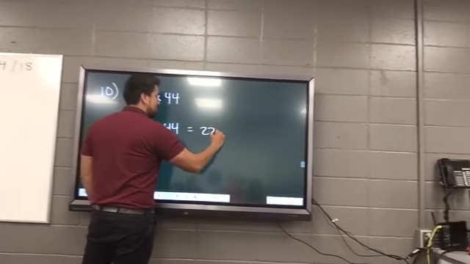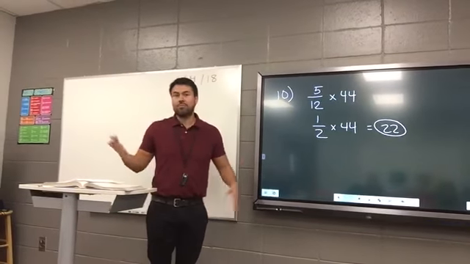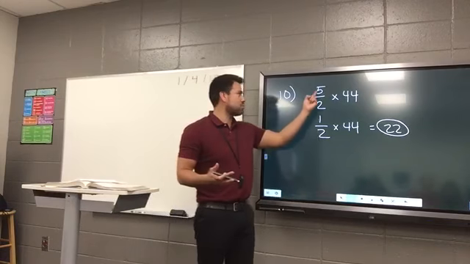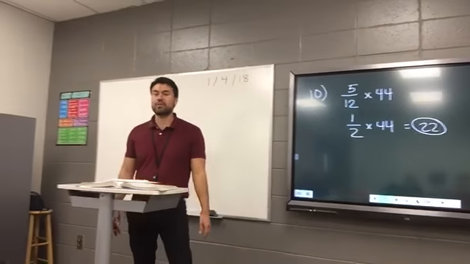22. How many of you got 22 as your estimate? I would think that's probably the easiest one to do. It's really close to 6/12. 1/2 times 44 is 22. Did anyone do something different?